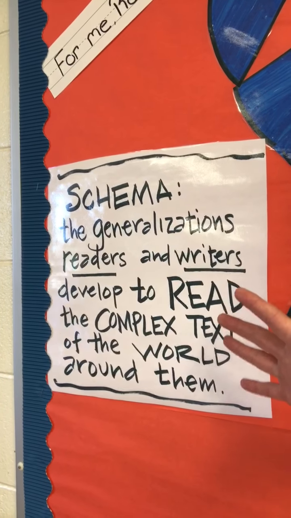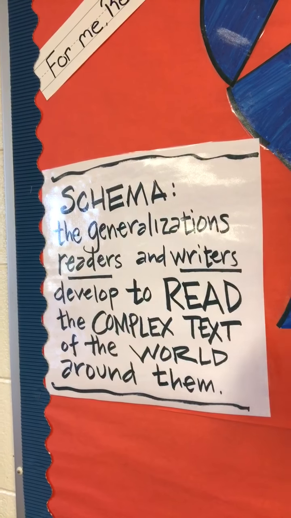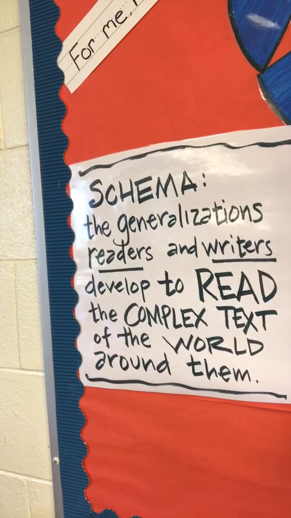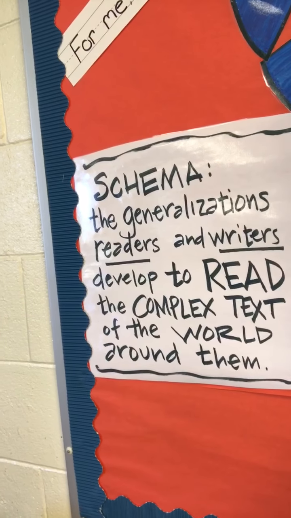So with that understanding of rhetoric, let's move to the first piece of rhetoric, and that is schema. Schema is any generalization developed by a reader or a writer to read the complex texts of the world all around them. And we all have schema. We all live by these generalizations. They're ways of understanding the world and making sense of the world around us.